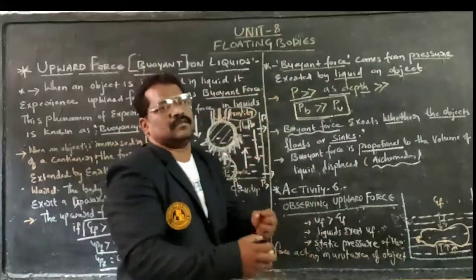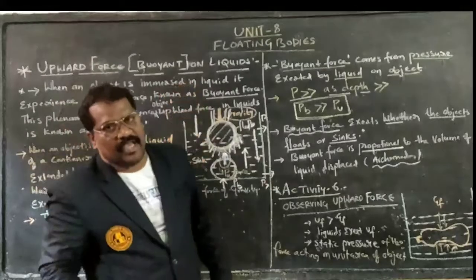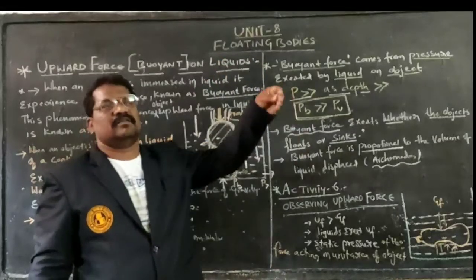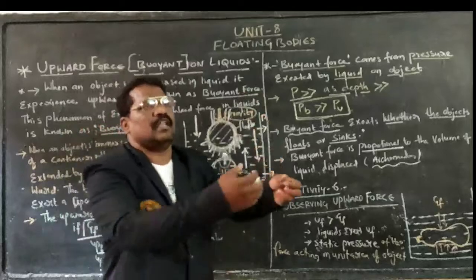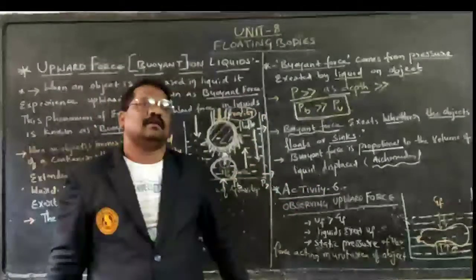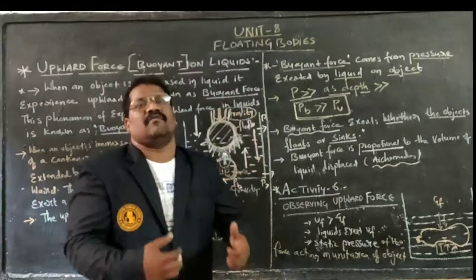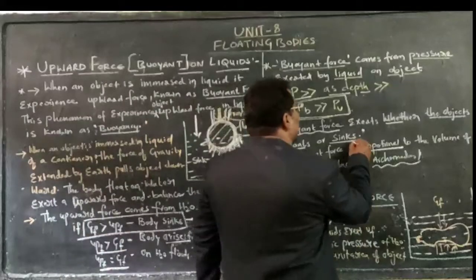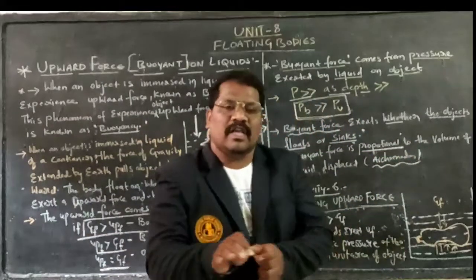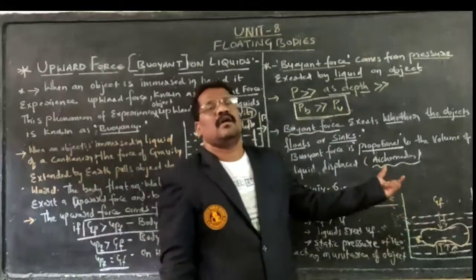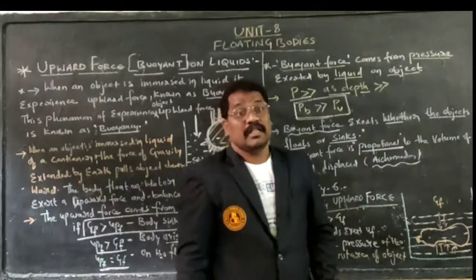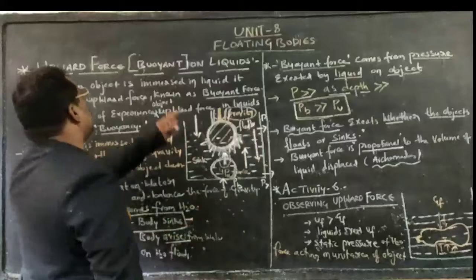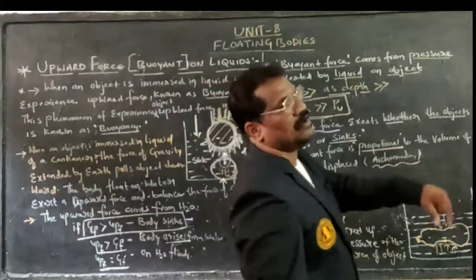When an object is placed in a container, a beaker, completely filled up to the brim, and I place an object, then depending upon the weight of the object, the liquid will be displaced outside. Collect that liquid in another beaker and measure its volume. Then the buoyant force is directly proportional to the volume of liquid displaced when the object is immersed in the liquid. This was the definition given by Sir Archimedes. This is all about upward force or buoyant force on liquids.